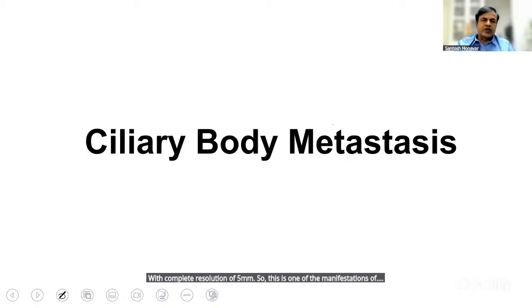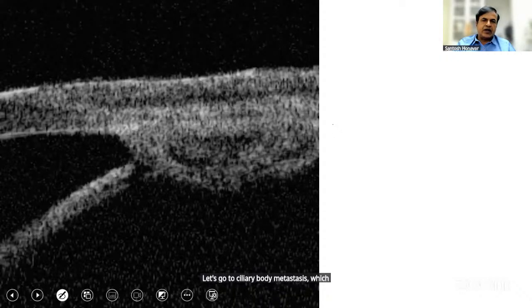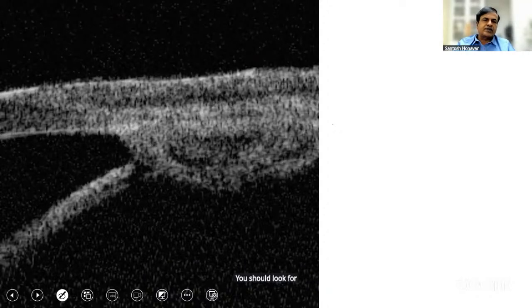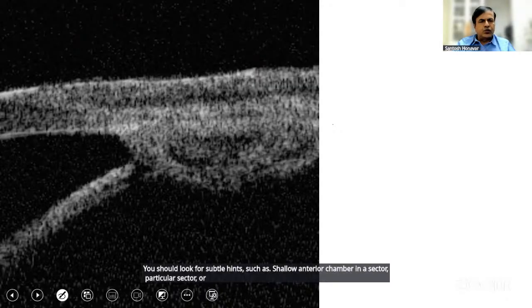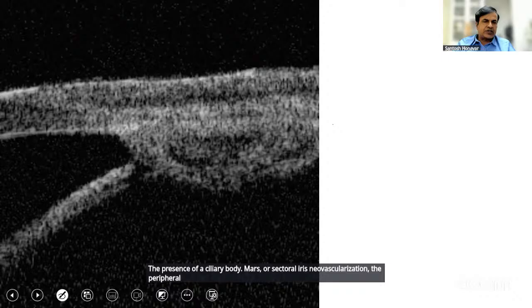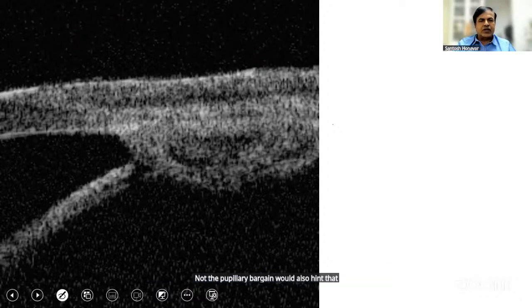Let's go to ciliary body metastasis, which is very rare. Unless you actually do imaging, you may miss a ciliary body metastasis. You should look for subtle hints such as a shallow anterior chamber in a particular sector, or a few clock hours, as a hint to the presence of a ciliary body mass, or sectoral iris neovascularization. The peripheral iris neovascularization, not at the pupillary margin, would also hint that there could be an underlying ciliary body tumor.